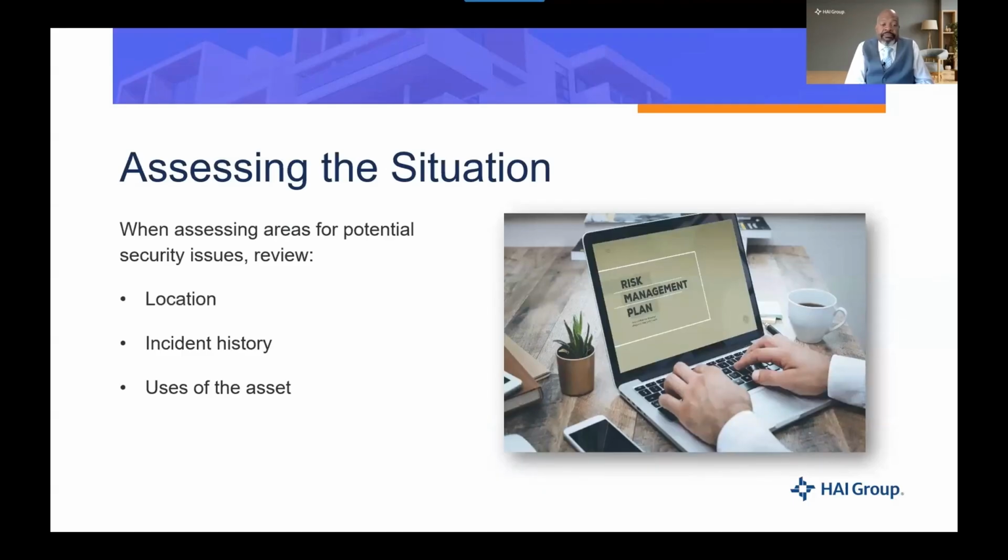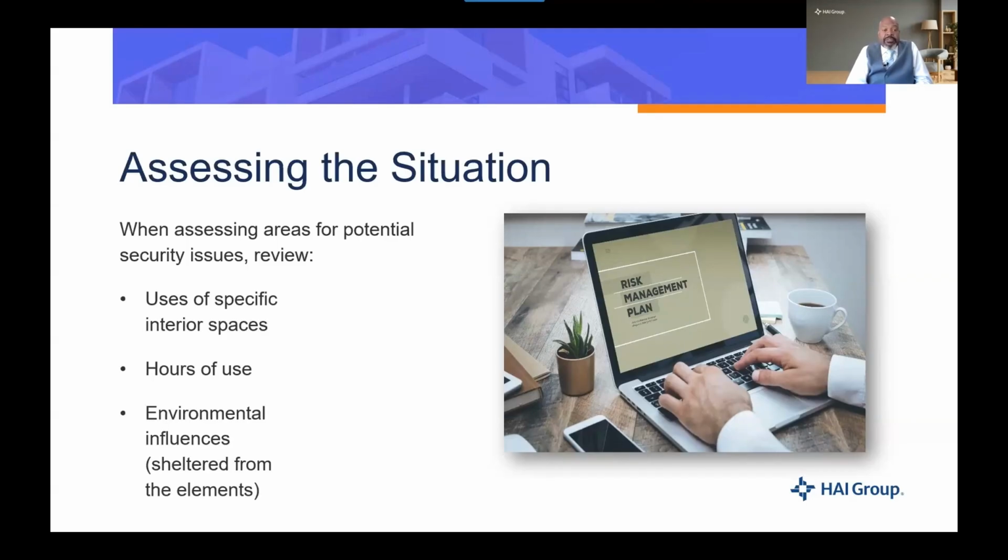When assessing areas for potential security issues, you want to review the location. You want to review the incident history for that location. And you want to review the uses of the asset. What is it used for? Again, to make sure that the potential for a problem has been mitigated or completely eliminated.